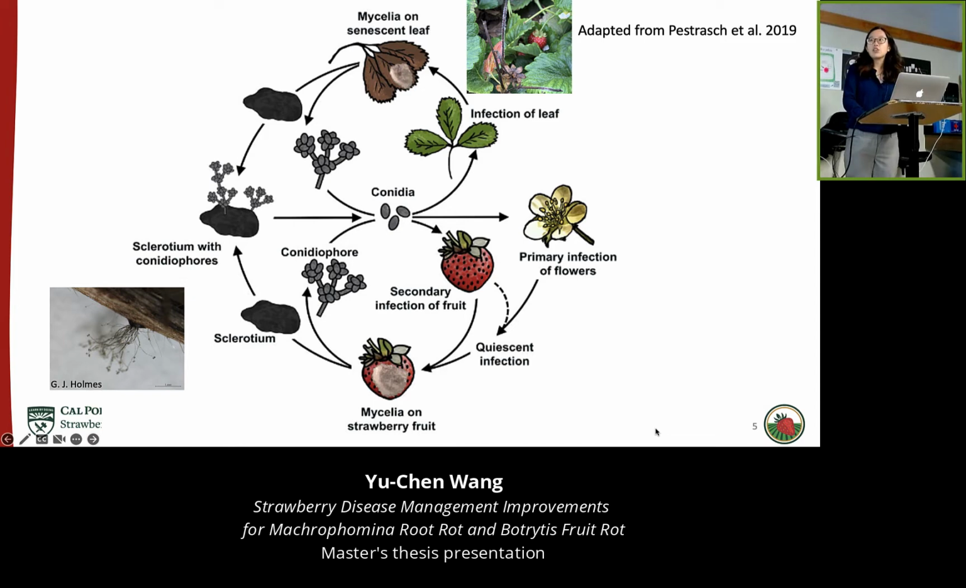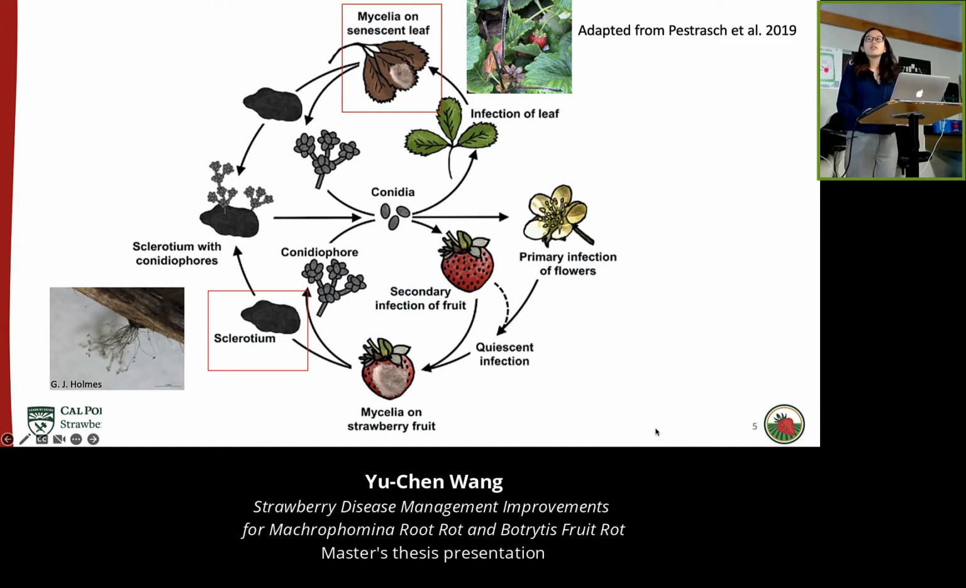Here I start with the Botrytis fruit rot disease cycle in strawberry. I begin with the surviving structure. The Botrytis pathogen may survive as mycelium in the plant debris, or the mycelium may aggregate together into a hard, rigid structure called sclerotia. This sclerotia structure allows the pathogen to survive over winter in a harsh environment.